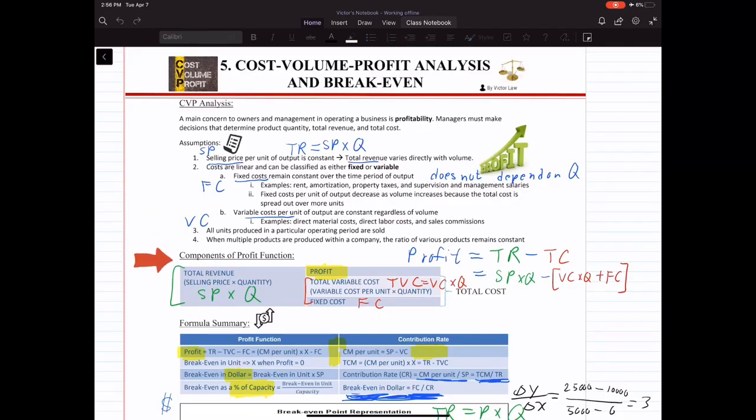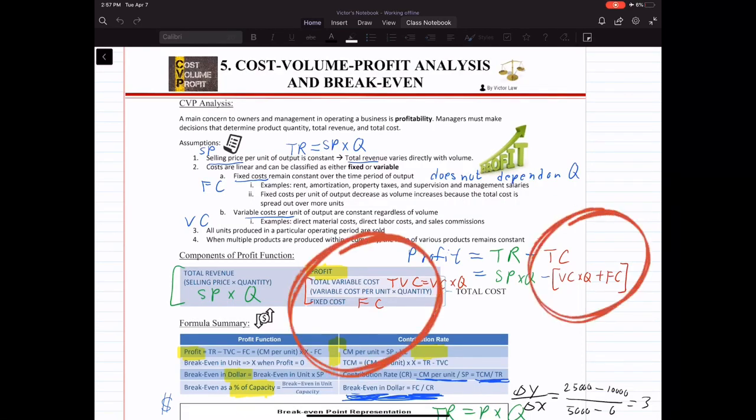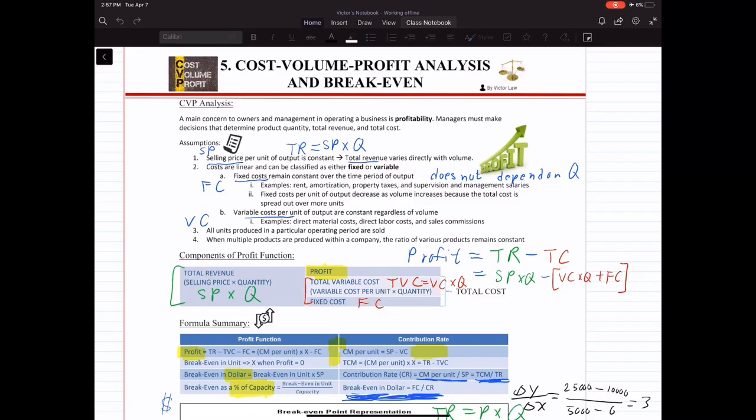Next, we're going to talk about the components of profit functions. What you need to know is that profit equals total revenue minus total cost. Total revenue is defined as selling price times quantity. That's your total revenue. Then for your total cost, there are two components: the variable cost component and the fixed cost component. Fixed cost is just a fixed dollar amount.